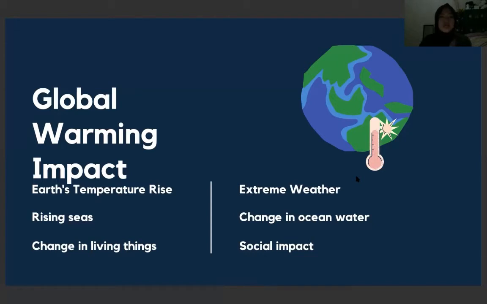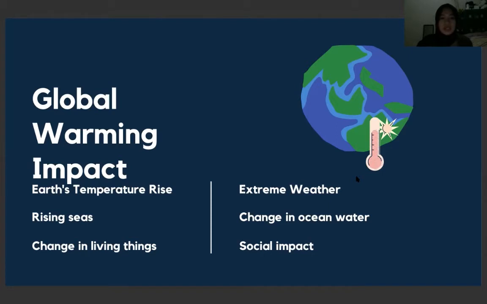The first global warming impact is Earth temperature will rise. Of course, the impact of global warming is Earth temperature will rise. Based on observation, 2015 was said to be the hottest year in our history.